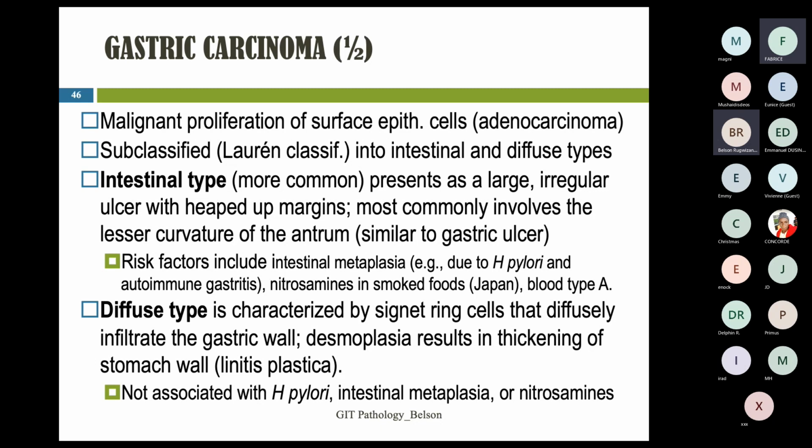So when the wall is thickened ikaba hard, nibyo bita kera babitaga linitis plastica. So ni ijambo ryakoreshwaga kera ko n'ubu rimwe na rimwe rakoreshwa. So this one, diffuse type, is not associated with H. pylori. It has no intestinal metaplasia, and it is not associated with nitrosamine as the intestinal type. So for this, it is not really easy to know the risk factors for it.